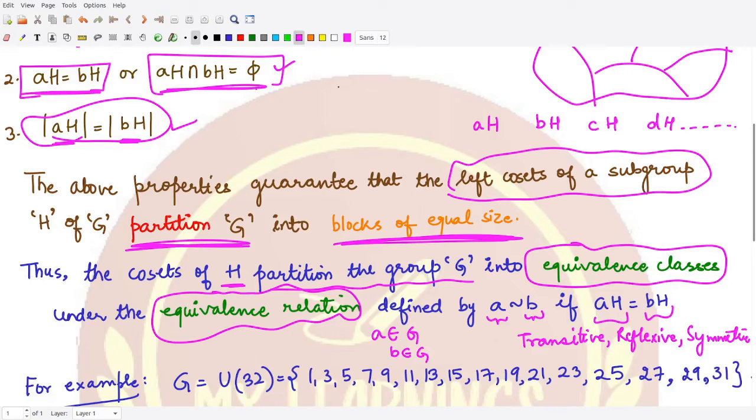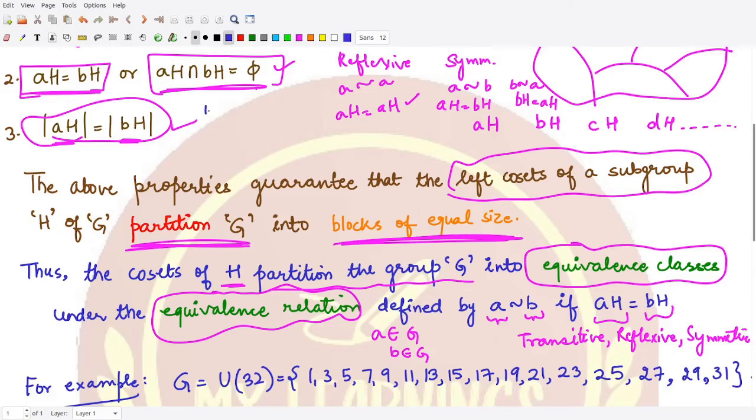Reflexive means A is related to A, so that means AH is equal to AH, which is true. So we have the reflexive property with us. Next, the symmetry property tells us that if A is related to B, then B is also related to A. Now we are saying that A is related to B, which means AH is equal to BH, right? So if this is so, then BH is also equal to AH, so that means B is also related to A.